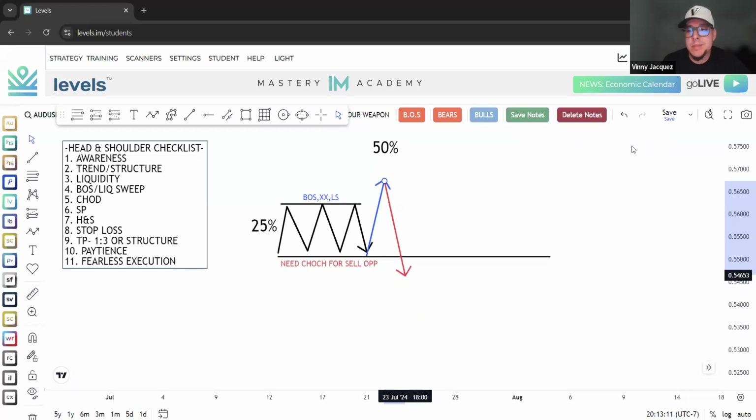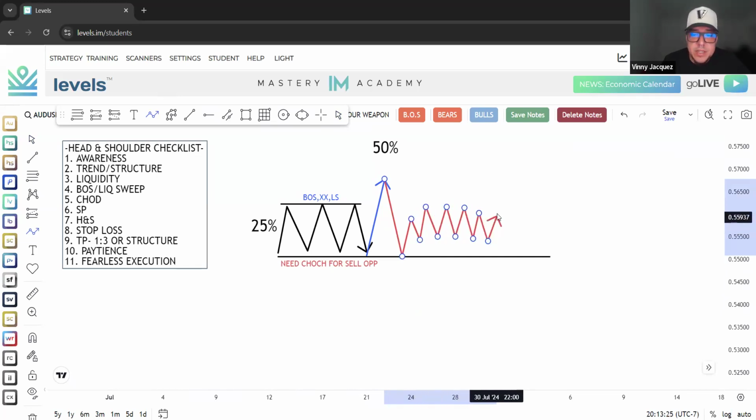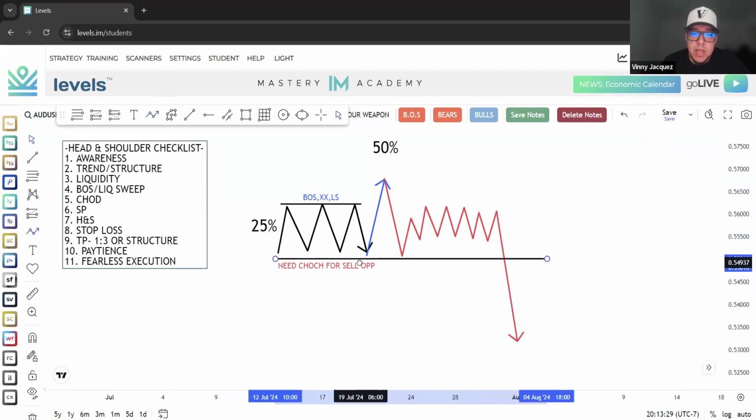Right now, again, guys, we need the market to break and close below this black line, right? If the market comes down and consolidates and pushes up and consolidates, this isn't a change of character. We need the market to break and close below this black line, right? Give me a 10 if that makes sense.